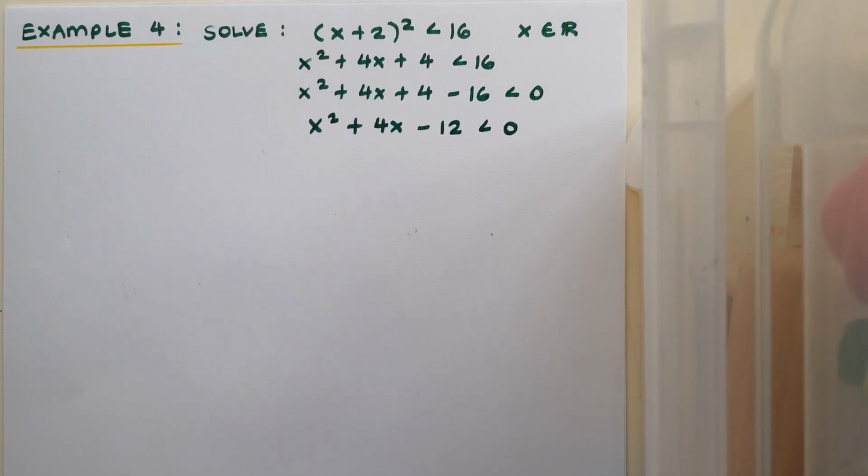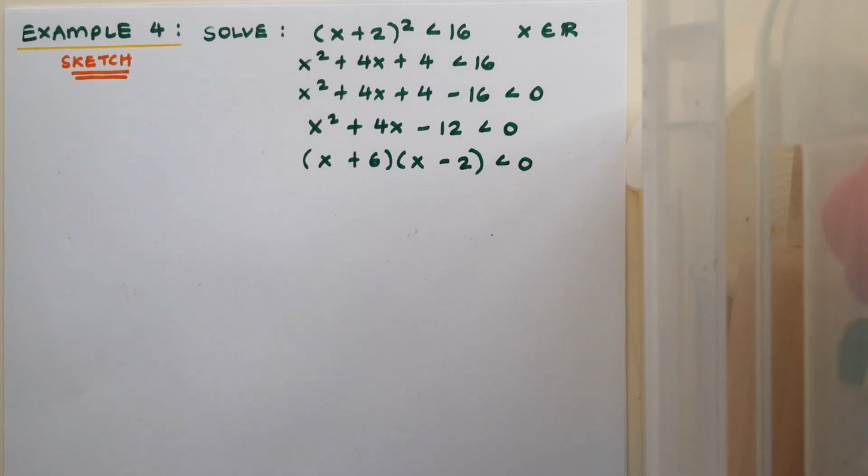Okay, so I'm tidying it up to x squared plus 4x minus 12 less than 0. I need to factorize this quadratic now. My factors are x plus 6, x minus 2, less than 0. I want to draw a sketch to decide now on what symbol I'm going to use in my solutions.